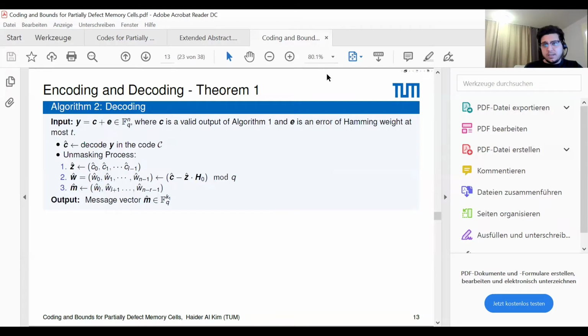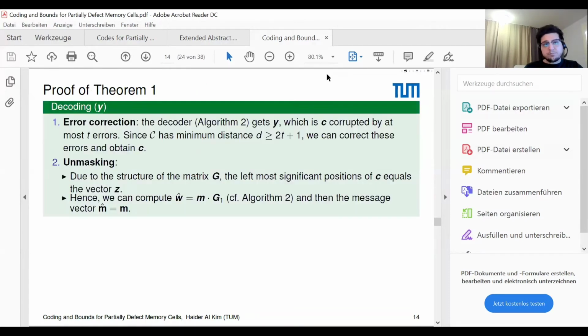And E is an error of Hamming weight at most T. So we can decode Y in C and then do the unmasking process. Here is written the decoding and proof. In the unmasking process, due to the structure of matrix G, the leftmost significant position of C equals the vector Z, and hence we can compute the augmented message omega hat, which is M multiplied by G1.